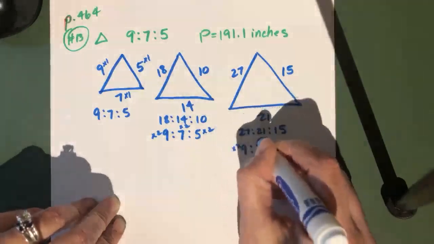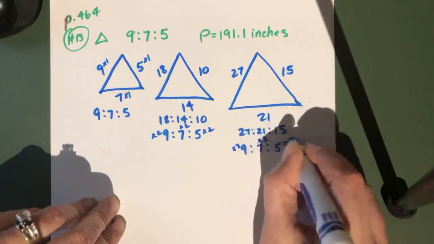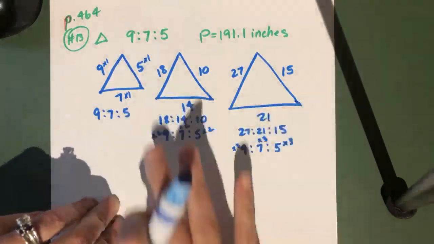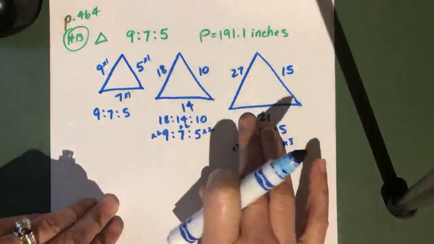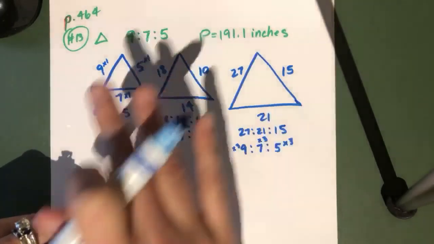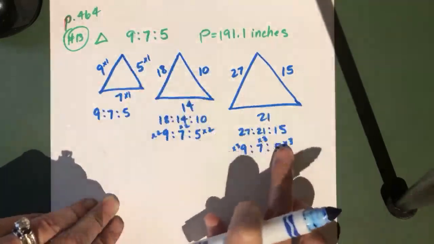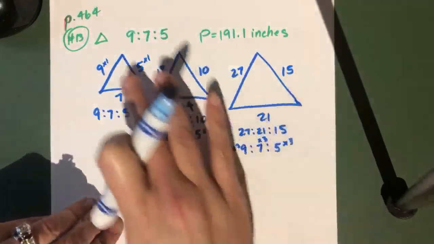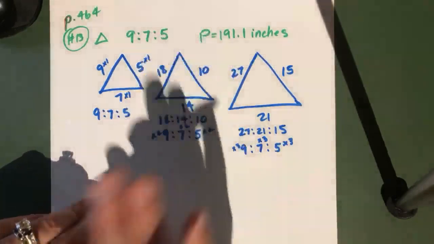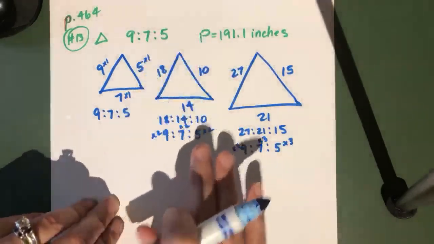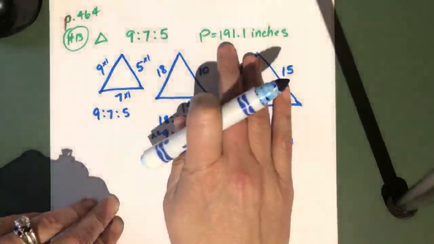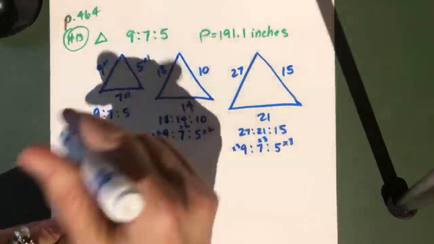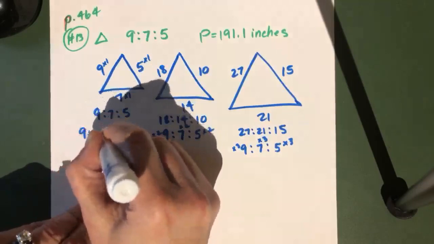This is the same as taking this times 3, this times 3, this times 3. So the 9 to 7 to 5 ratio works for any triangle that can have its sides set up in such a manner that when you reduce the ratio, you get 9 to 7 to 5. So we're looking for that one particular triangle that gives us that 9 to 7 to 5 ratio that has this perimeter. Well, what's the perimeter of this one here?